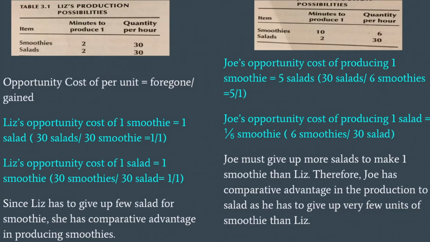Liz's opportunity cost of one smoothie is one salad. It means she has to give up only one salad for one smoothie. It is also the same for one salad. She has to give up one smoothie for one salad. So her opportunity cost of one salad is one smoothie.